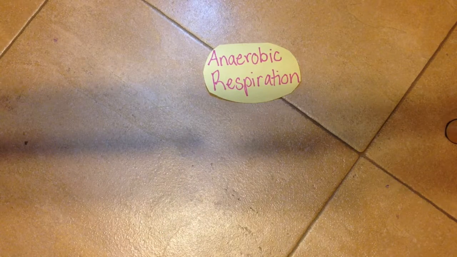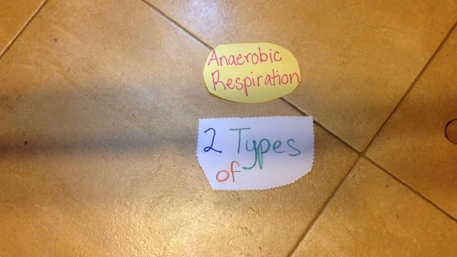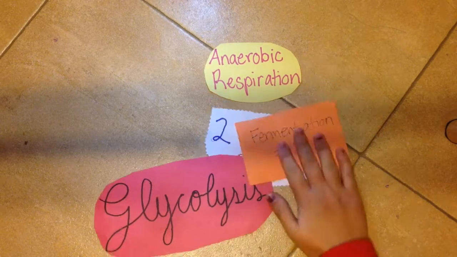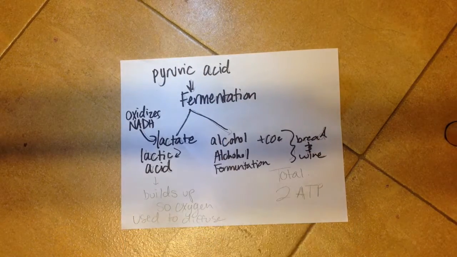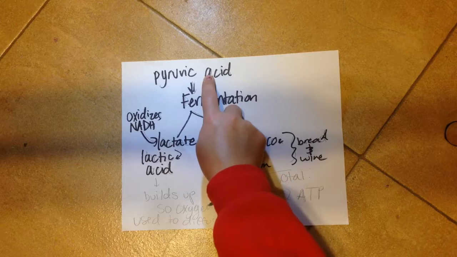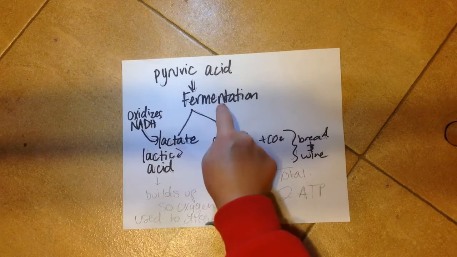The second type of cellular respiration is anaerobic respiration, which contains 2 stages: glycolysis and fermentation. Glycolysis has already been explained, showing the creation of pyruvates. There are 2 types of fermentation: alcohol and lactic acid fermentation. These 2 pyruvates from glycolysis form pyruvic acid.